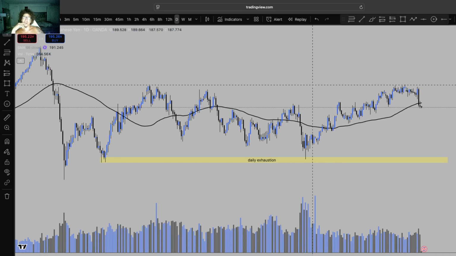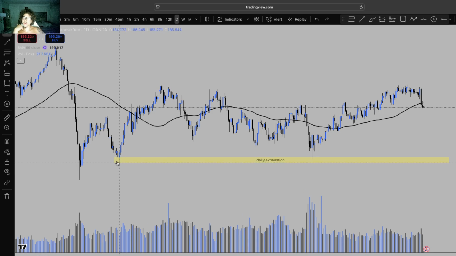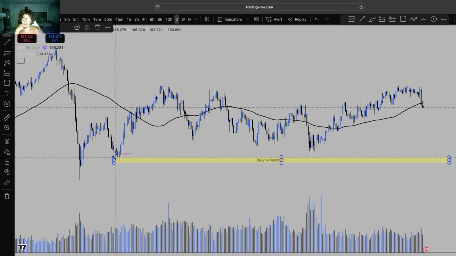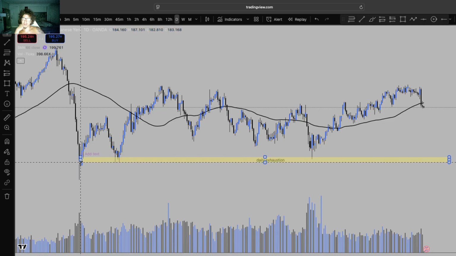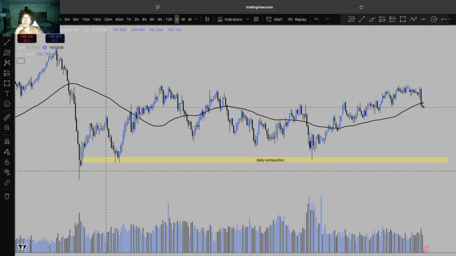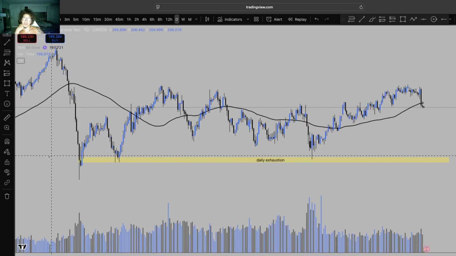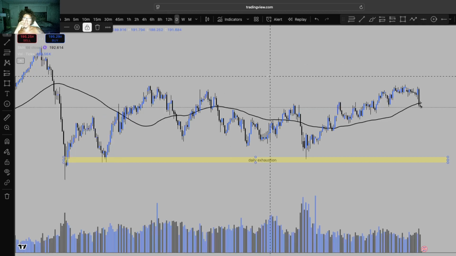Now, where would be the other place that I would mark my daily exhaustion? I drag it here just to know that this area was tested, okay? Tested. Only one candle below, bullish, okay? Bullish, bullish, tested. Bullish, bullish, broken. Bearish, bearish, broken. Bullish, bearish, tested. Bearish, bullish, tested. All right?